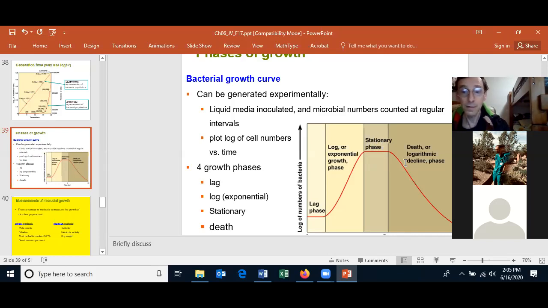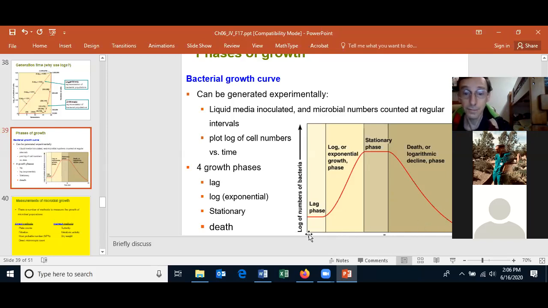And then we enter the death phase or the decline phase, where more cells are dying than are growing. Okay? And late in the death phase, there are no cells growing, only cells dying. Any question about that? Eventually, all of the cells die in a closed environment, like a single closed test tube. Eventually, all the nutrients will be used up, there would be lots of waste products around, and eventually all the cells would die.